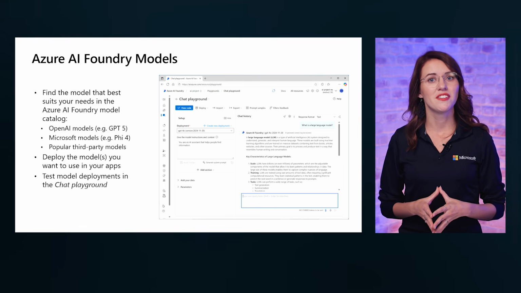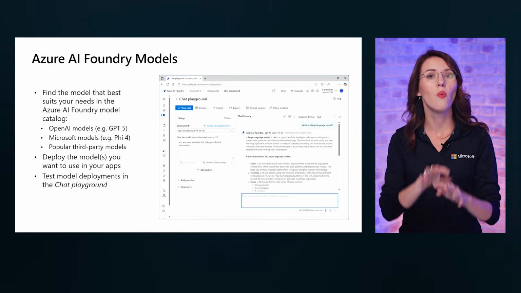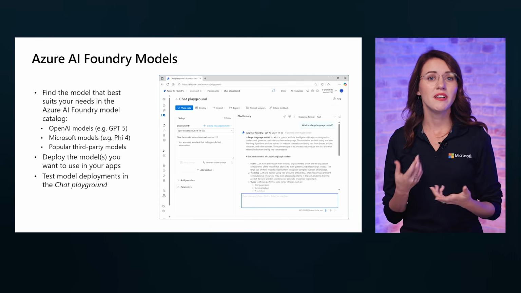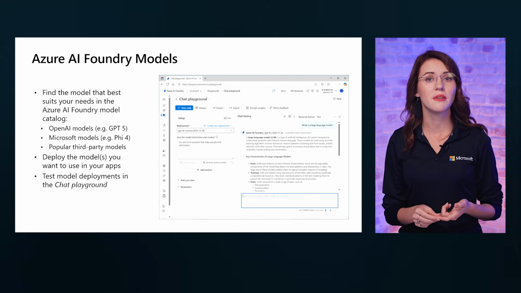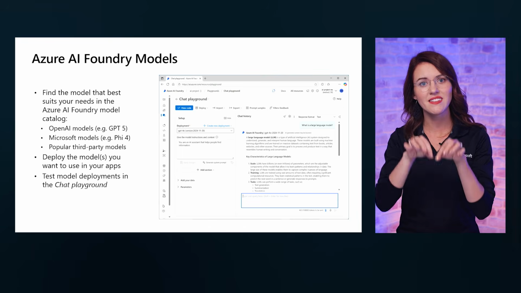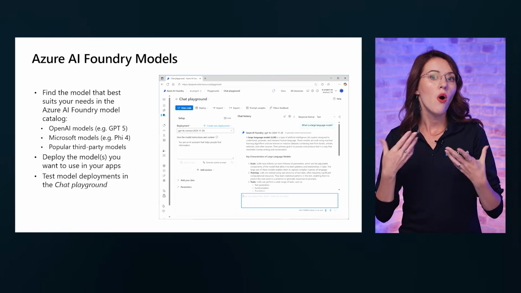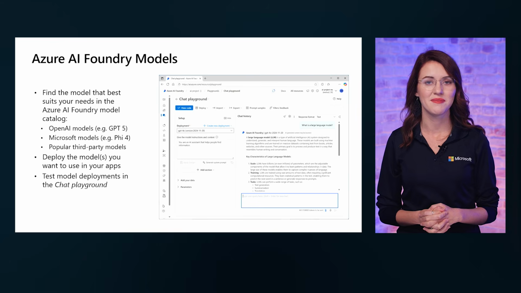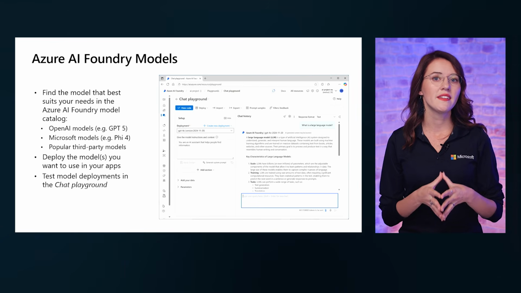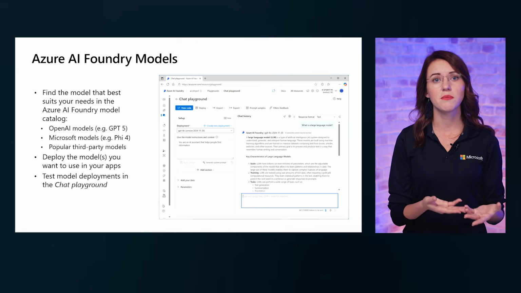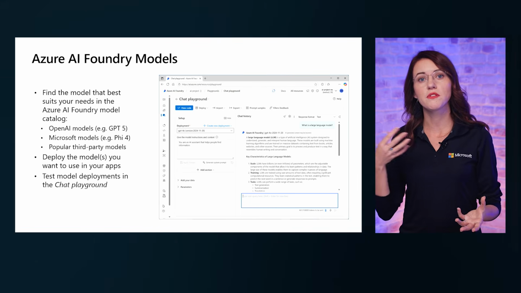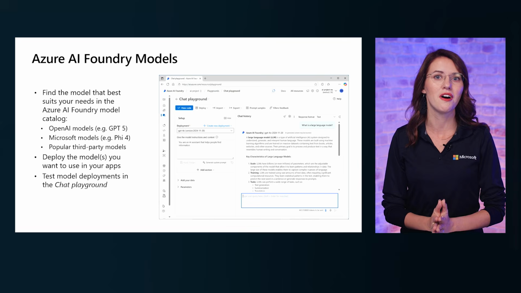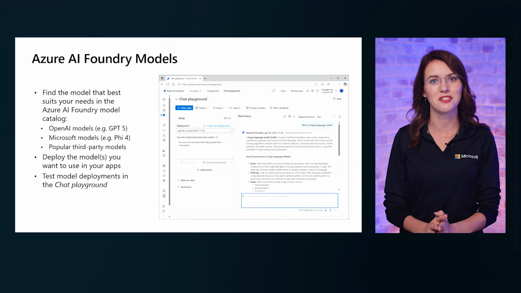The Azure AI Foundry Model Catalog is your gateway to a vast collection of generative AI models. Here, you can browse models from OpenAI, Microsoft, and other providers, review detailed information and performance metrics, and select the models that best fit your needs. Once you have chosen a model, you can deploy it directly into your Azure AI Foundry project. After deployment, you can test the model in the chat playground within the portal, experimenting with prompts and observing how the model responds. This hands-on testing ensures that the model meets your requirements before you integrate it into your application.